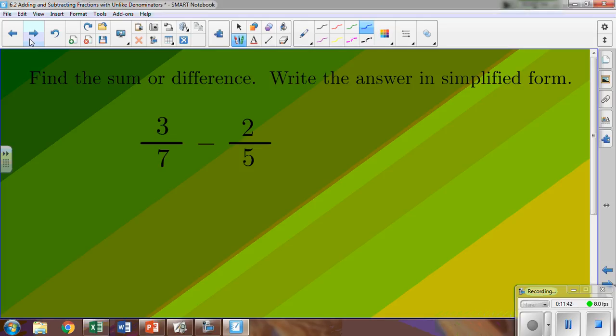3/5 and 3/7 minus 2/5. 3 times 5 is 15. 2 times 7 equals 14. 7 times 5 equals 35. And we've got 15 subtract 14 equals 1. Our answer is 1/35. Done.